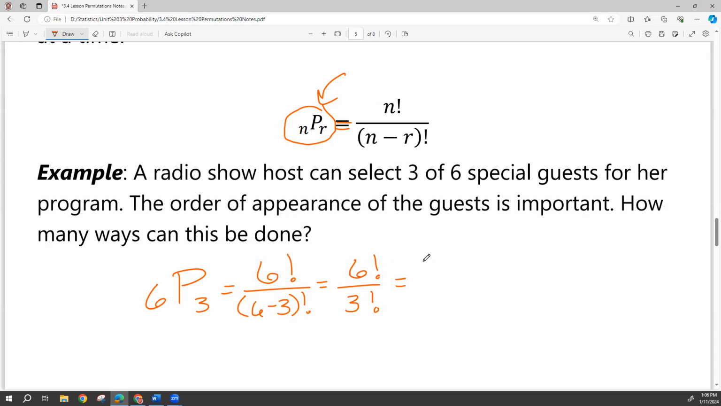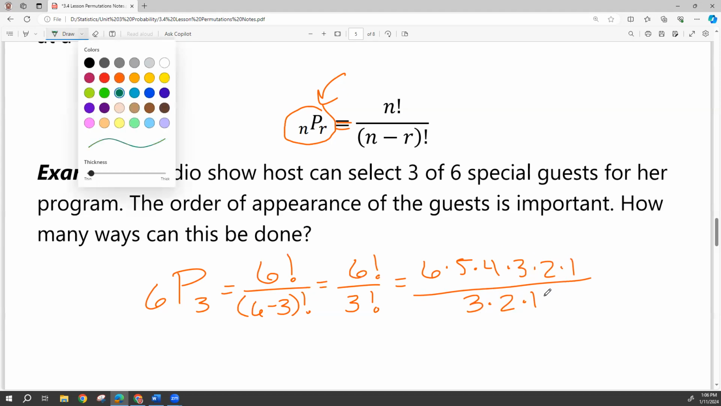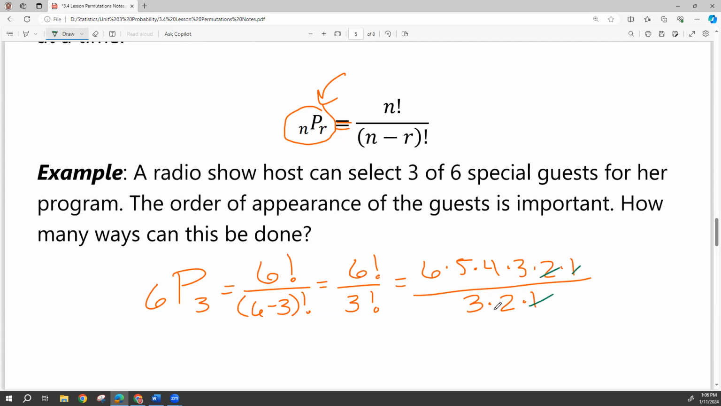6 factorial is 6 times 5 times 4 times 3 times 2 times 1. 3 factorial is 3 times 2 times 1. Now, if you are good with your algebra or even arithmetic skills, you know that we can cancel some of these things out. We can cancel the 1s, the 2s, and the 3s, and we're left with 6 times 5 times 4.